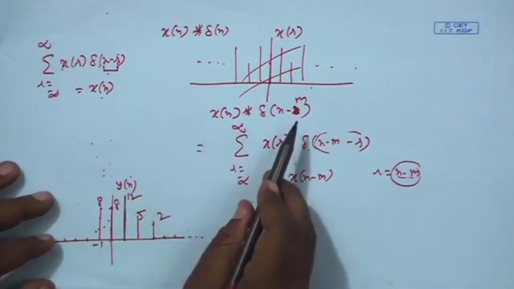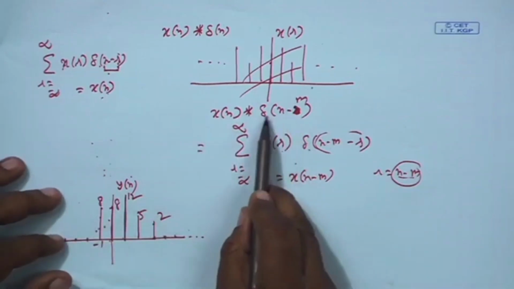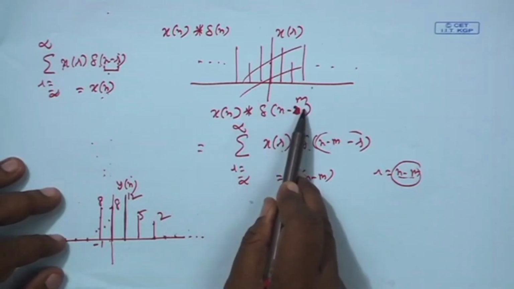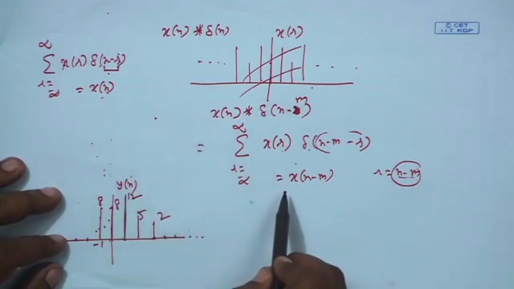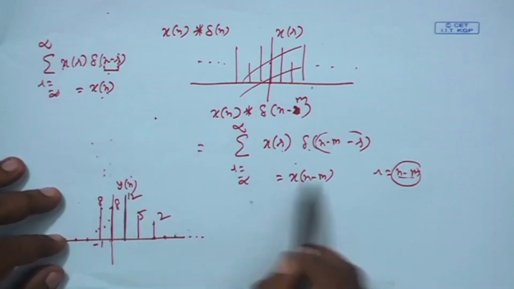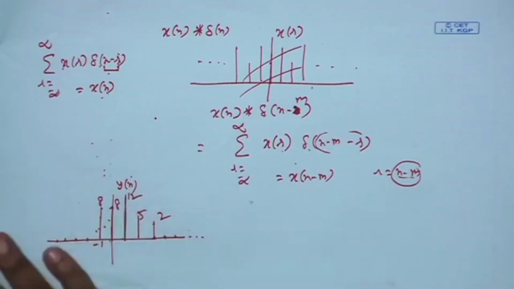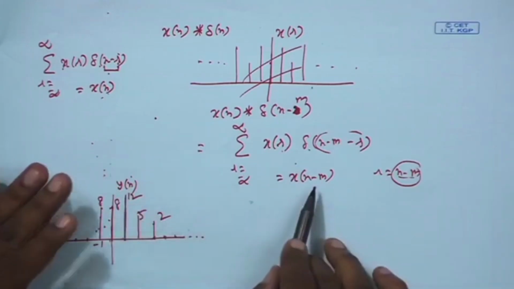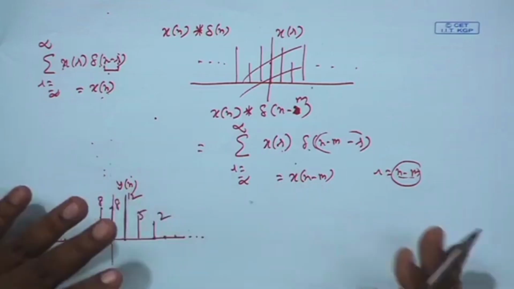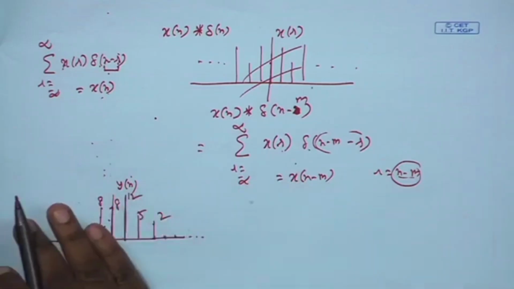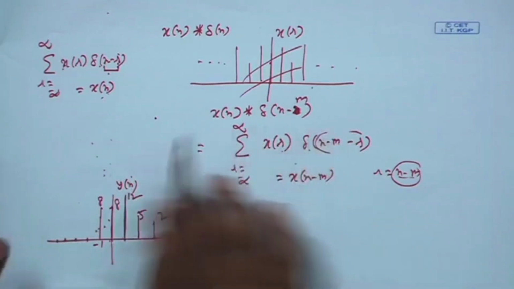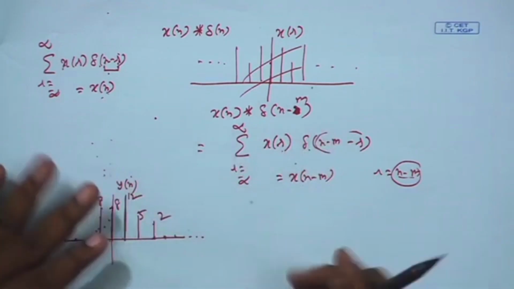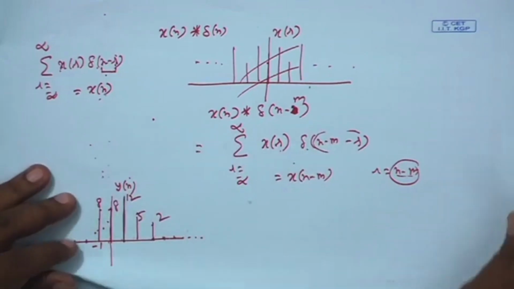So, if you convolve x[n] with some delayed delta, delta[n minus m], the convolution output at the nth index will not be the original x[n]; it will be a shifted, delayed version by m, which means every sample is shifted by m. So the sequence is shifted by m. If m is positive, it is shifted to the right; if m is negative, it is shifted to the left. So convolution with delta[n minus m] means basically shifting the sequence.